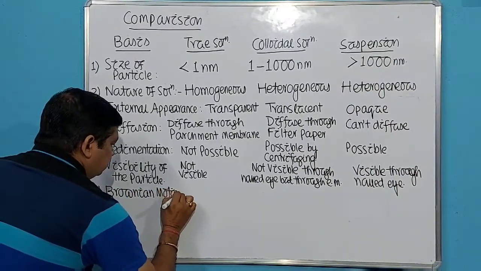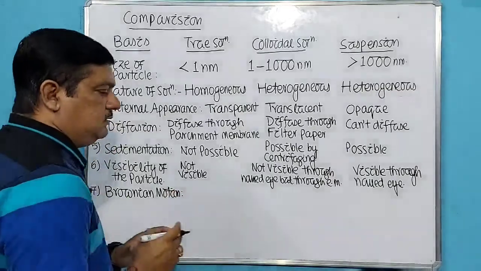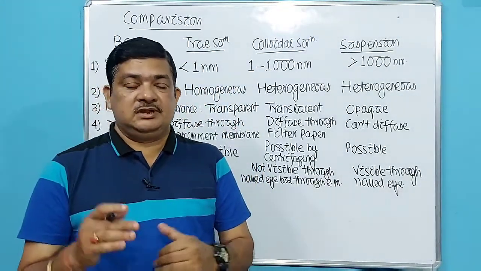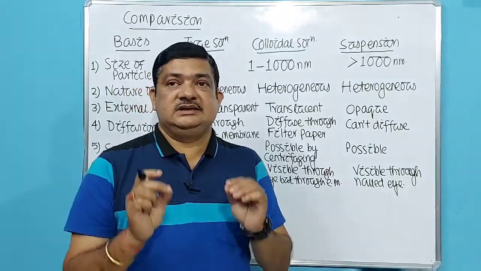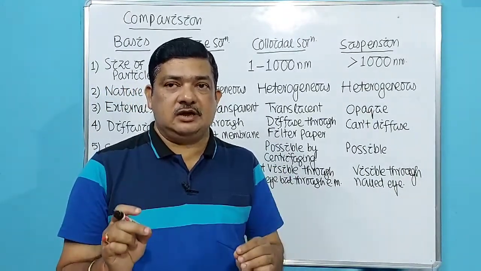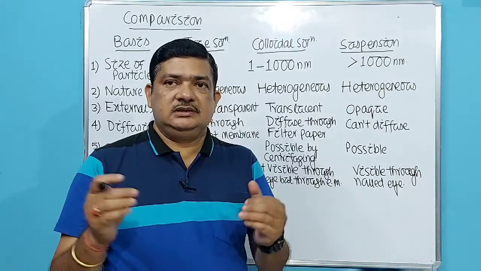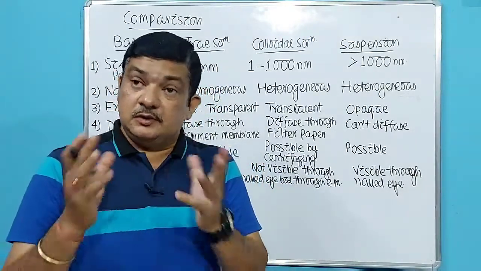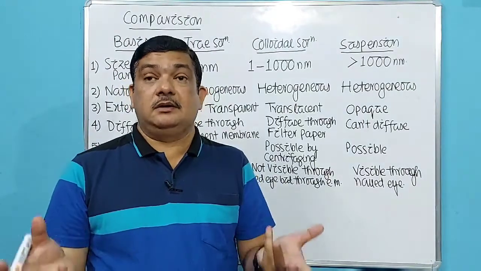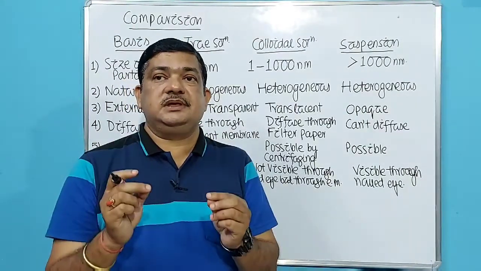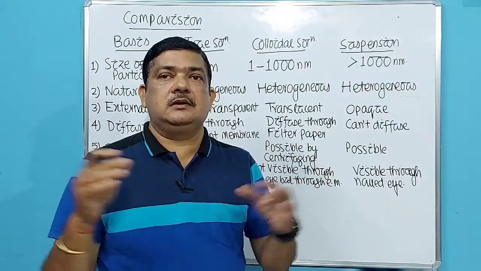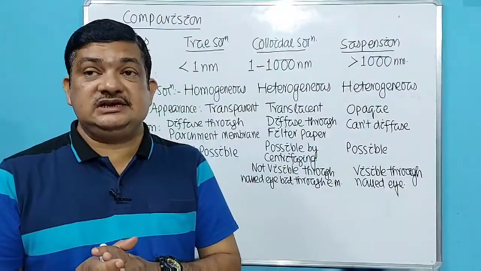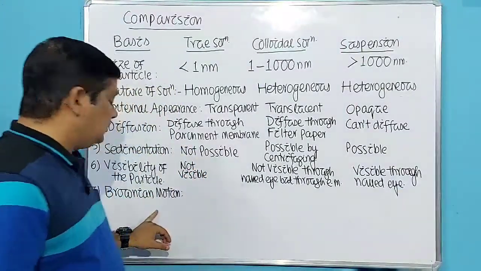Brownian motion or Brownian movement. What is that? When the particles or solutes are present in the solvent, they undergo zigzag or constant motion. Which type of particles undergo it? Colloidal particles. Because of their intermediate size, they undergo spontaneous and continuous zigzag motion known as Brownian motion.